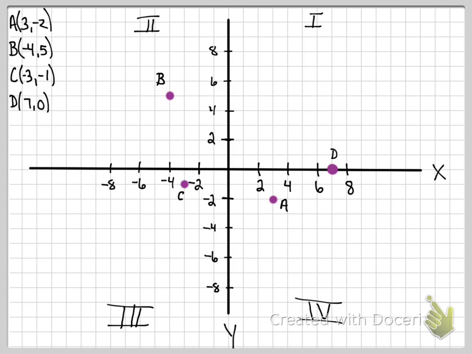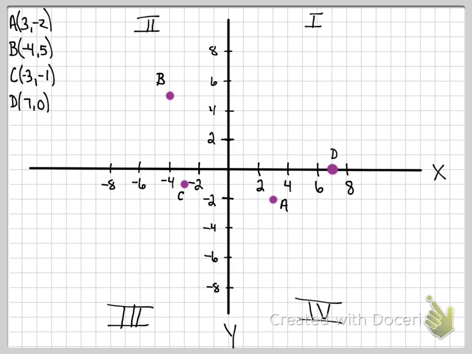All right, so what's the location of point B? Quadrant 2. What's the location of point C? Quadrant 3. What about point A? Quadrant 4. What about point D? Quadrant in the middle. No, there's no such thing. Here's what it is. When it's right on the line, whichever axis it's on, that is the location. So it would be x-axis. The location would be the x-axis.